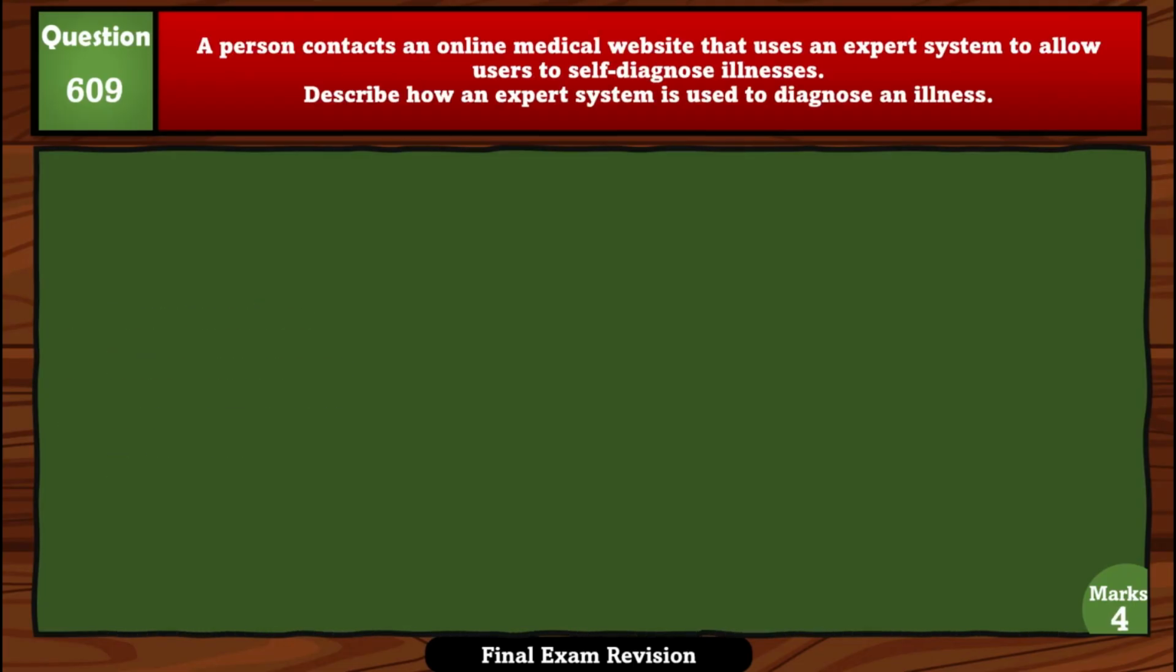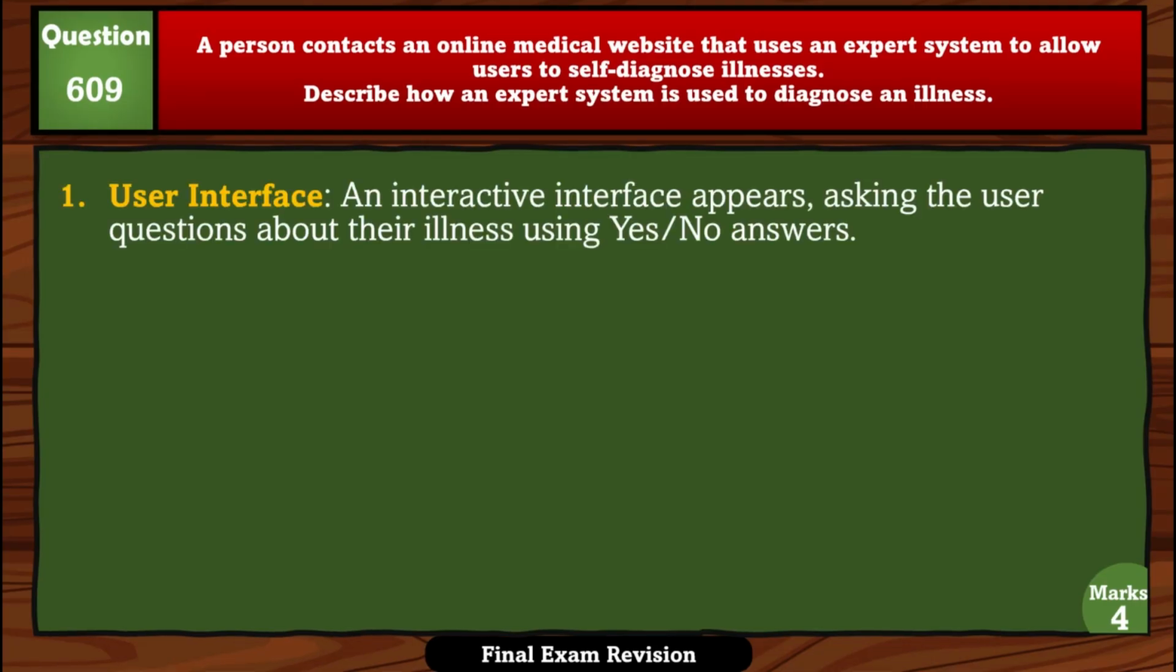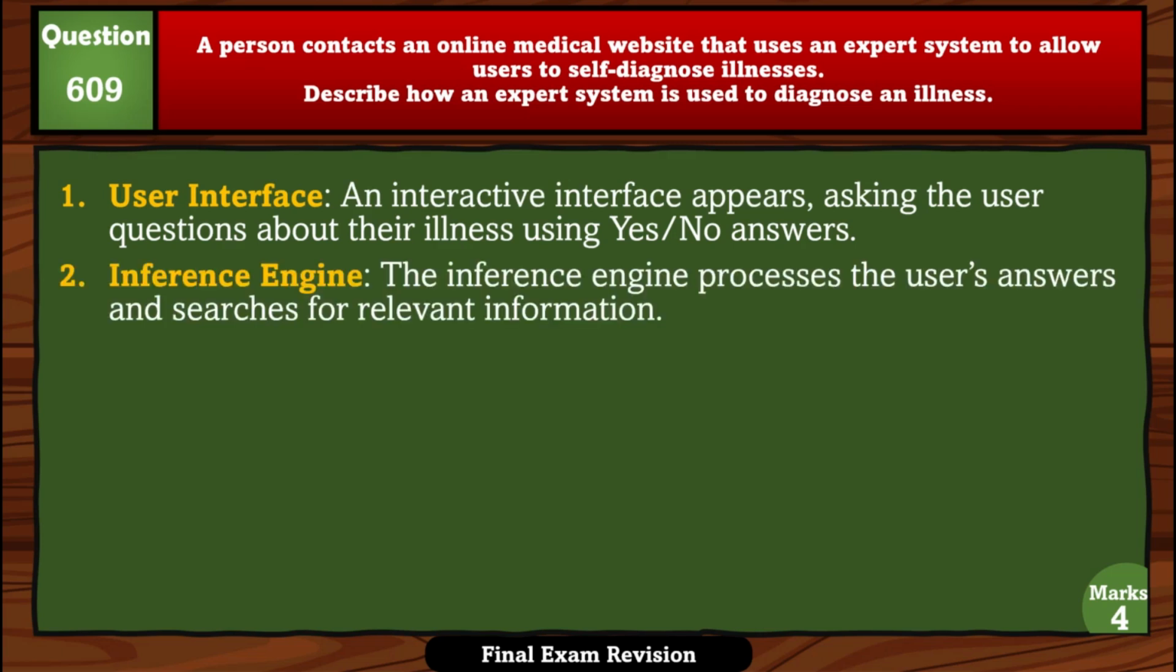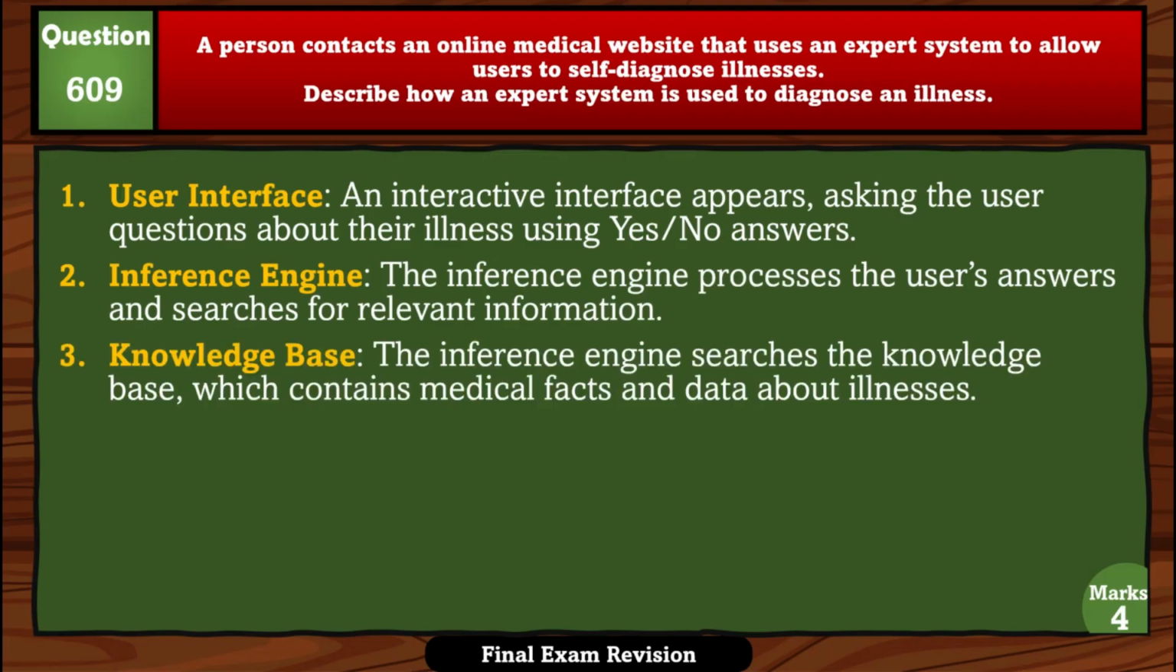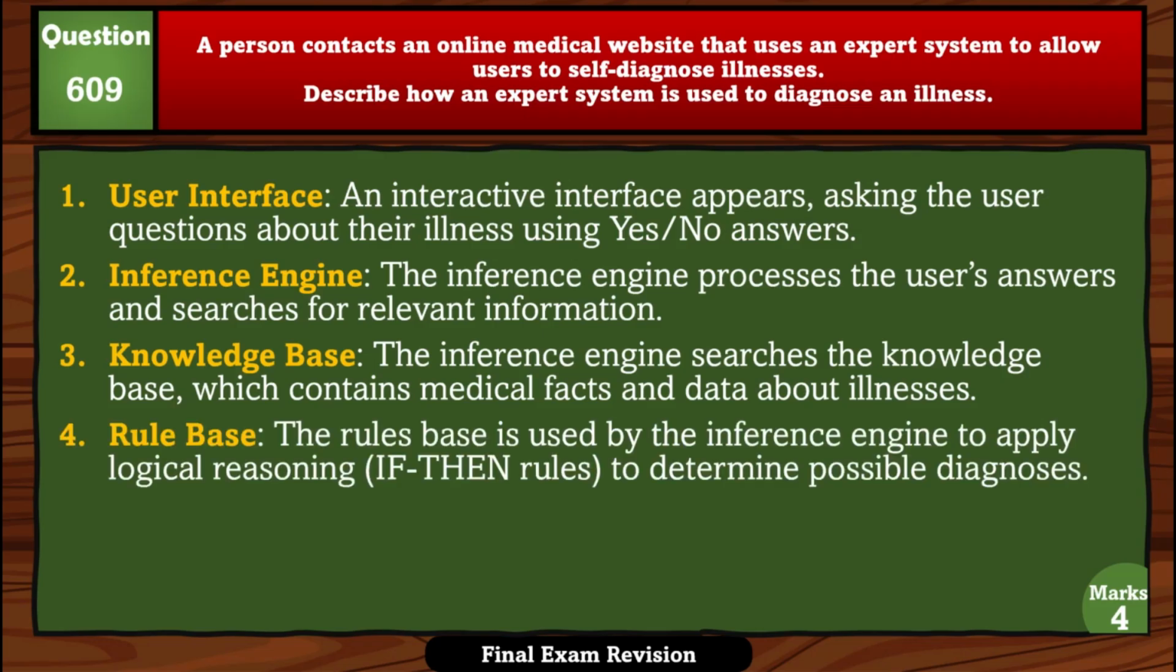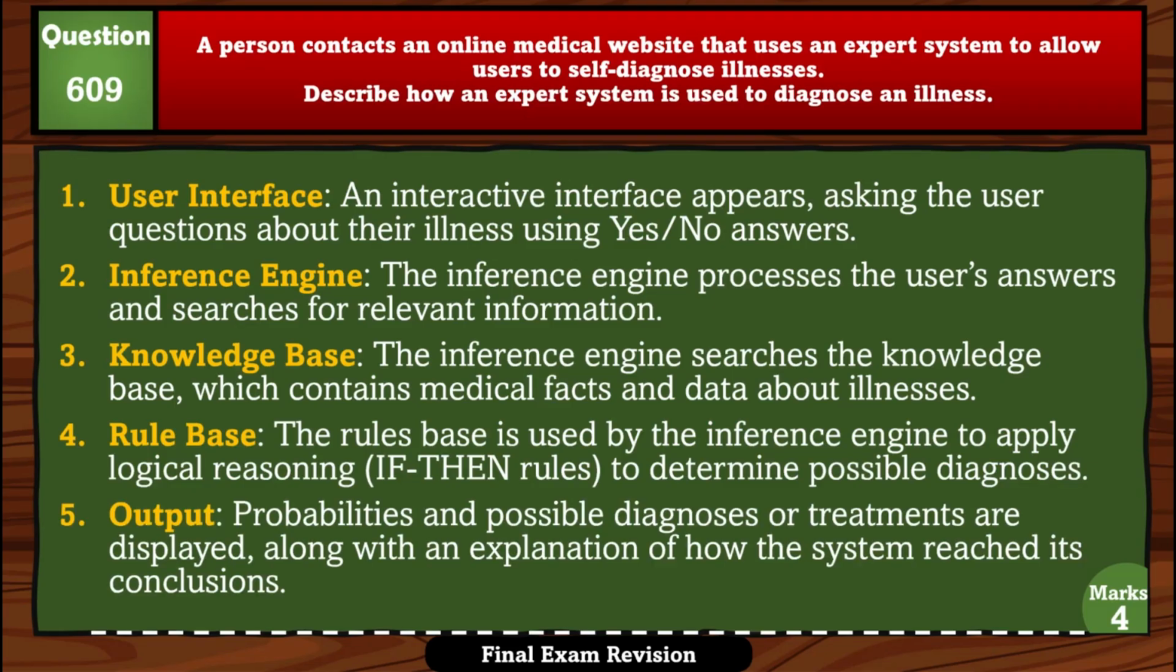Question 609. A person contacts an online medical website that uses an expert system to allow users to self-diagnose illnesses. Describe how an expert system is used to diagnose an illness. An interactive interface appears, asking the user questions about their illness using yes/no answers. The inference engine processes the user's answers and searches for relevant information. The inference engine searches the knowledge base, which contains medical facts and data about illnesses. The rule base is used by the inference engine to apply logical reasoning, if-then rules, to determine possible diagnoses. Probabilities and possible diagnoses or treatments are displayed, along with an explanation of how the system reached its conclusion.